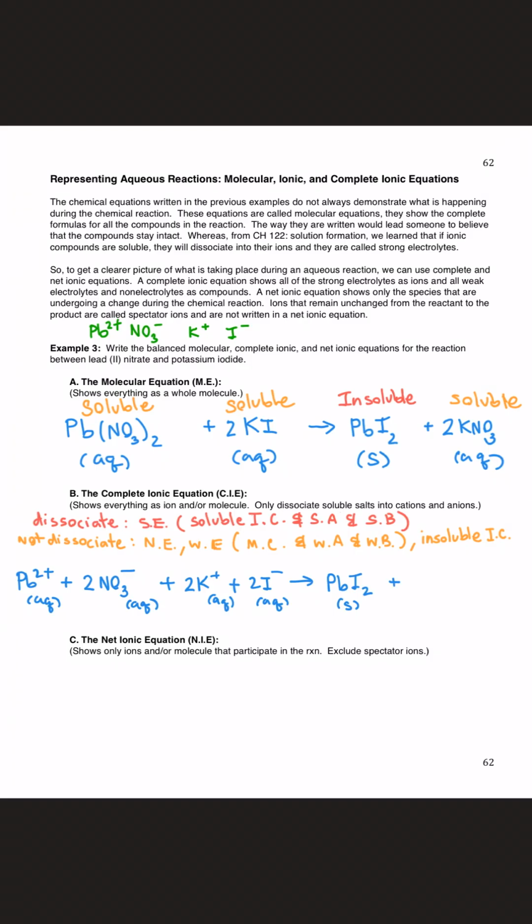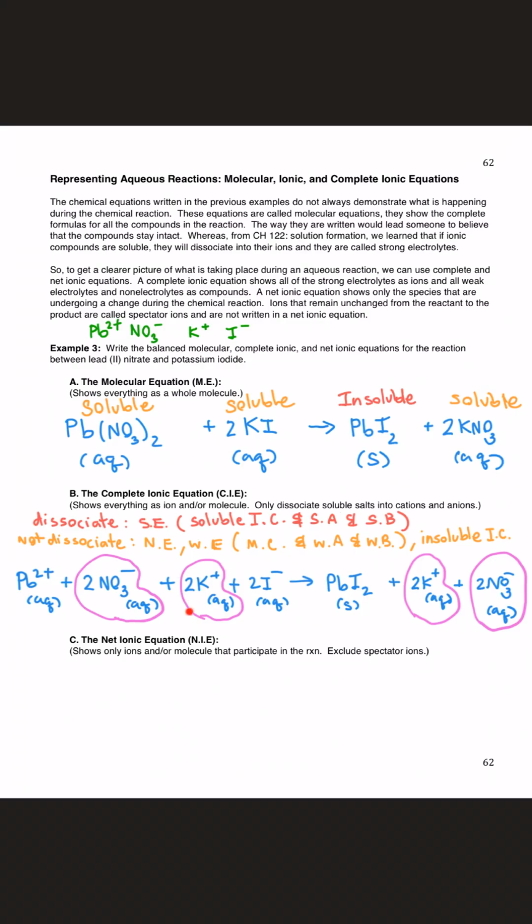The next molecule is potassium nitrate. There are 2 molecules of potassium nitrate, therefore when it dissociates, it gives off 2 potassium ions and 2 nitrate ions. Note that the physical states stay the same as in the molecular equation. If you look at this complete ionic equation, you can notice that it contains potassium on both sides of the equation and also nitrate ion on both sides of the equation as well.